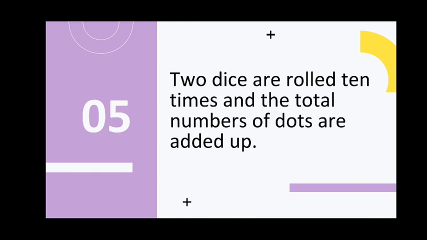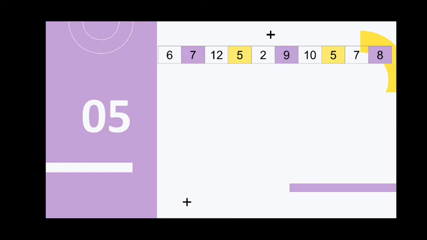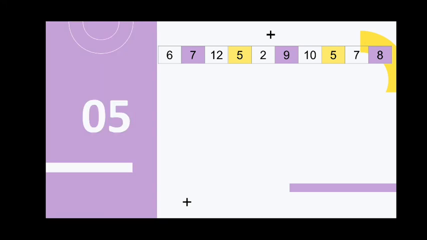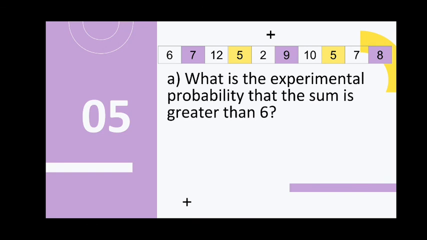Example number 5. 2 dice are rolled 10 times and the total numbers of dots are added up. So, eto yung mga sum ng total numbers of dots sa dalawang dice na na-roll ng 10 beses. Let's answer the following questions. What is the experimental probability that the sum is greater than 6? So, we should know the number of times a number greater than 6 appeared over the total possible outcomes.